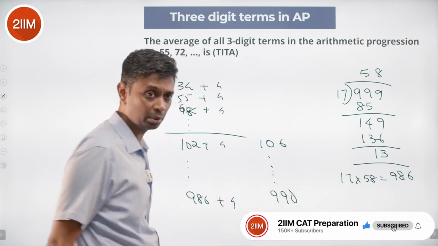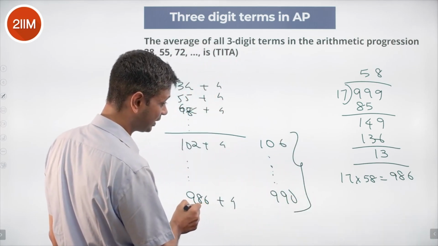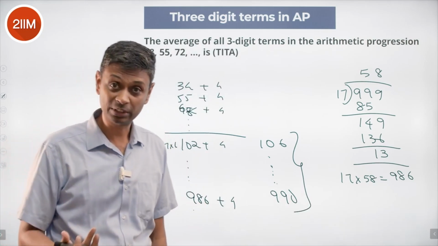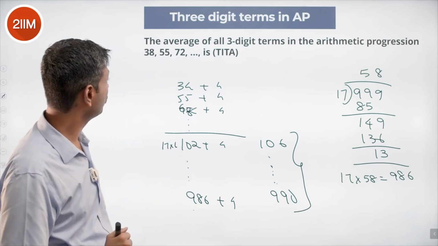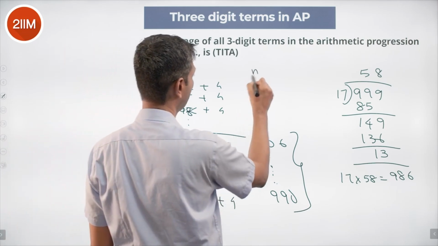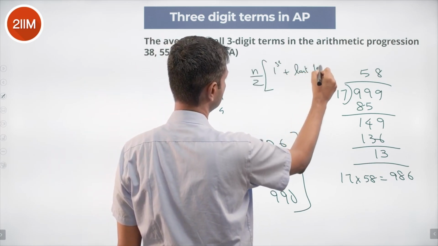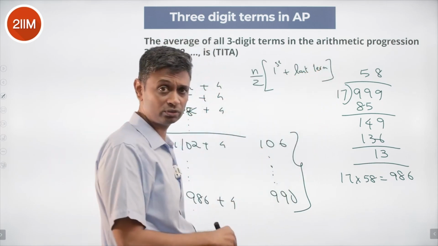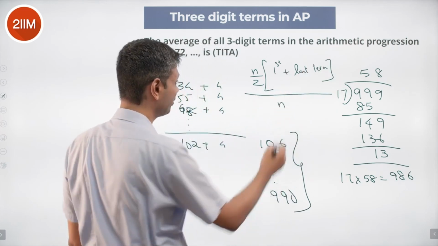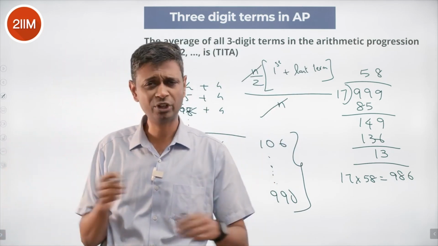You have a bunch of terms in between. How many terms are there in between? We can find that this is 58th term. This is 17 into 6. 58 minus 5 is 53 terms are there. To be honest, we don't need all of that because we want to find only the average of this term. Sum of all of these terms is going to be n by 2 into first term plus last term. Average of all of this is going to be n by 2, the first term plus last term, divided by n. I don't need to find n. It's first term plus last term by 2. Average of first term and last term is average of all the terms.